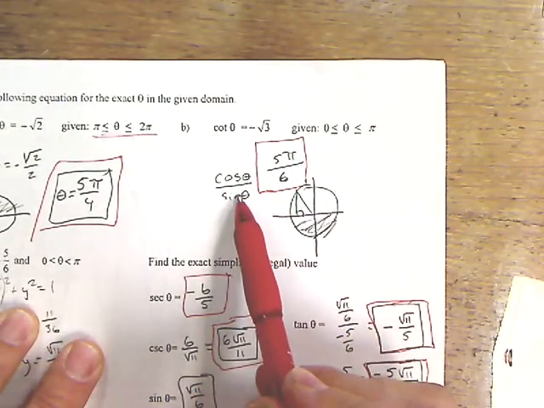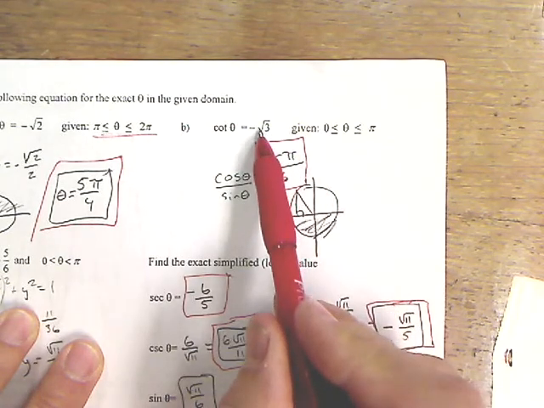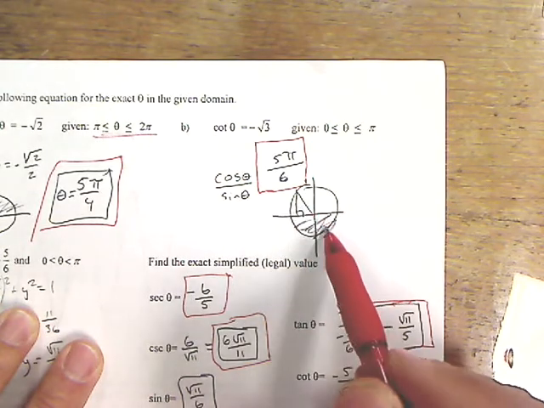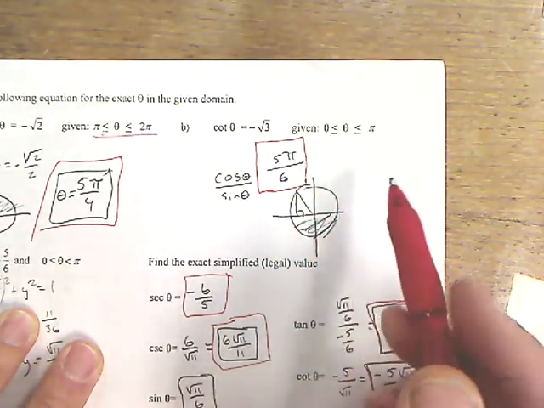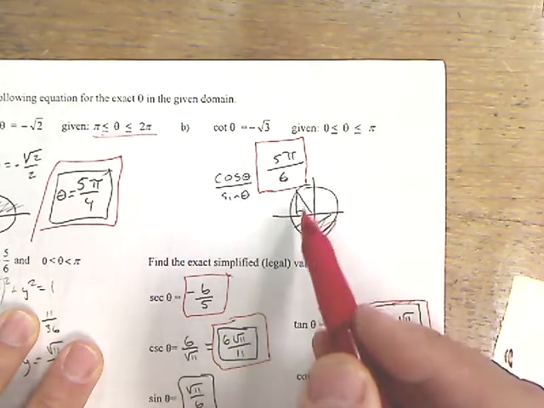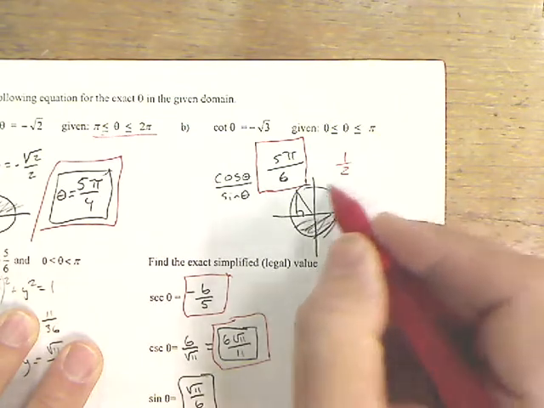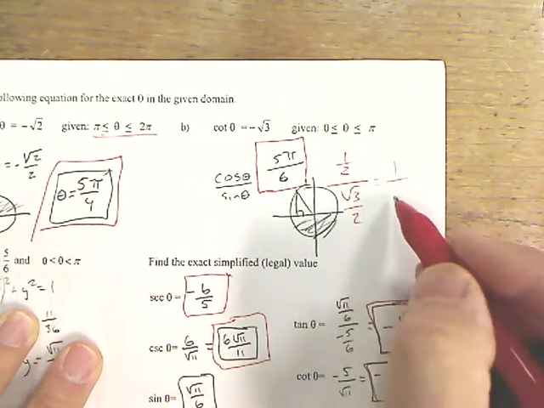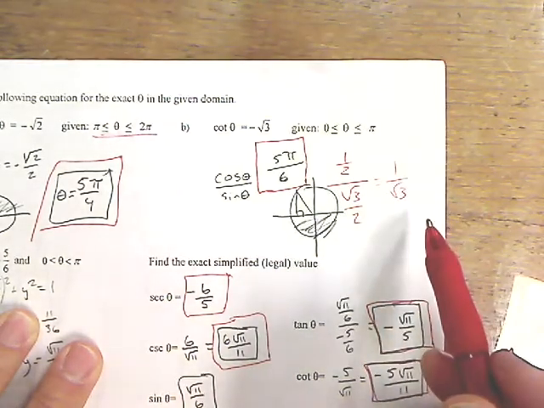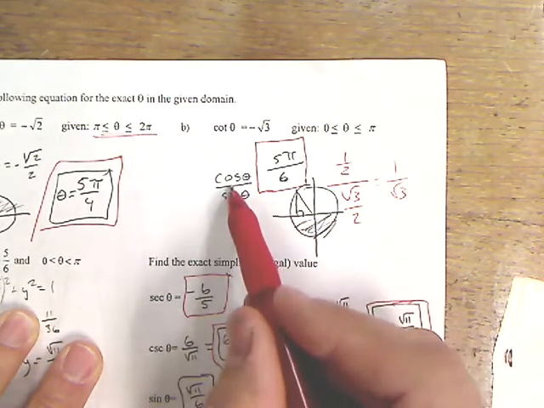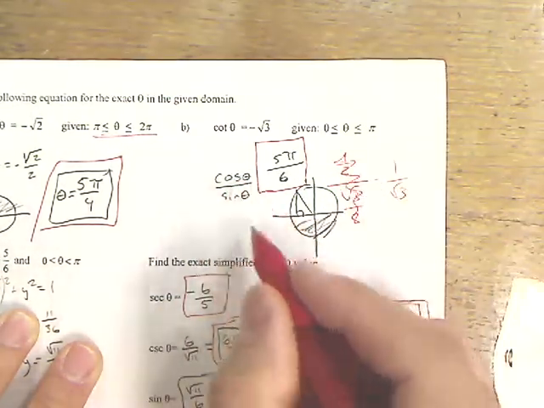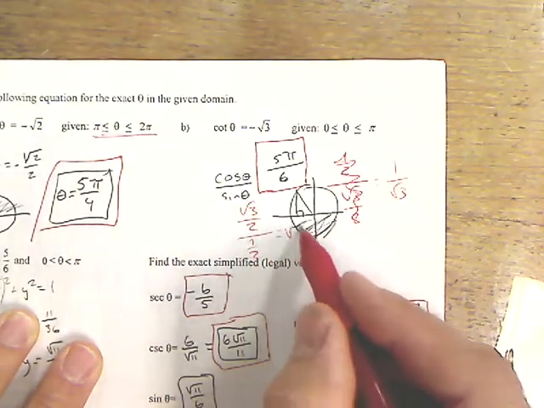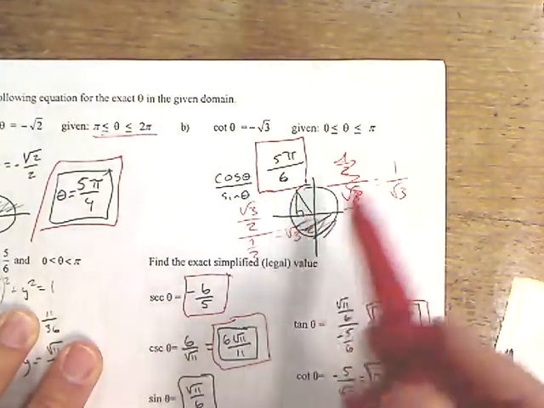Cotangent is just cosine over sine. We just said that a second ago. And I need it to be square root of 3 over 2, negative. So negative quadrant for cotangent is over here and here. But that one's crossed off because of the domain. So 5 pi over 6 gives me 1/2 over square root of 3 over 2, which is 1 over square root of 3. Oh, I wrote it backwards. Cosine is the square root of 3 over 2 and over 1/2. And that would be square root of 3. And it's negative because it's in that quadrant.